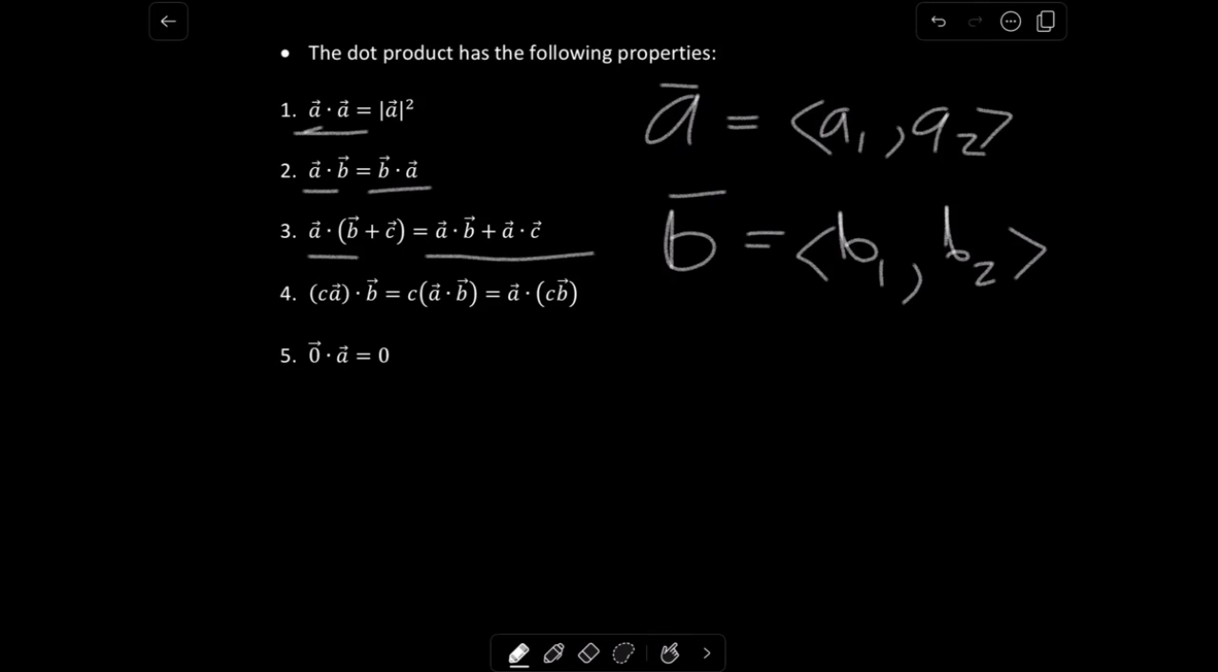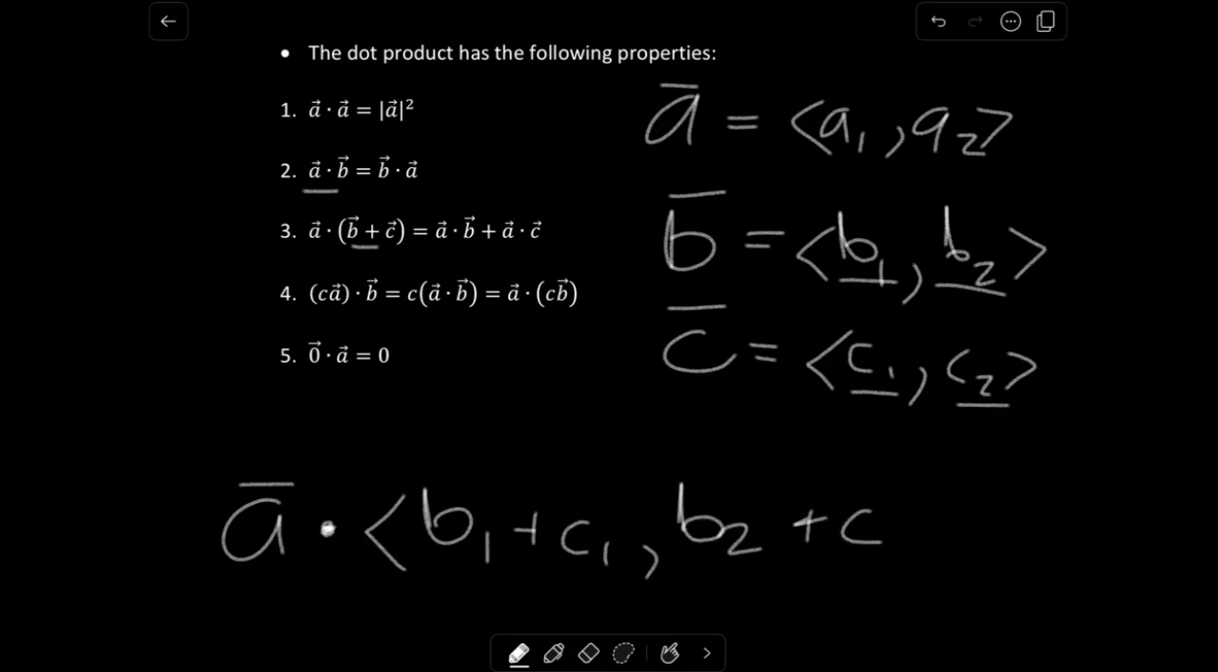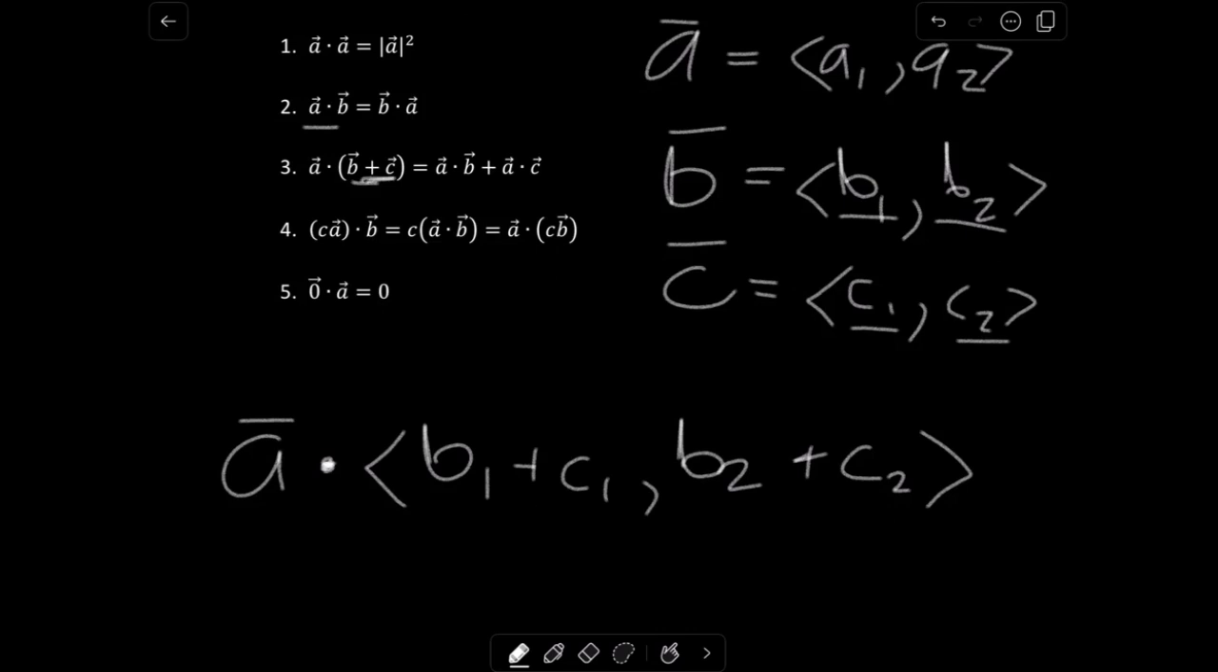So let's just take a minute and think about why this is the case. Let's consider another vector C, and that will be C1 and C2. So we have A, and instead of dot product all the time, I'm just going to say dot. It's easier for me to say. And now what we have here is B plus C. So let's get that vector. It's going to be this component plus that component. It will be B1 plus C1, and the second component will be B2 plus C2. So that's the resulting vector B plus C.